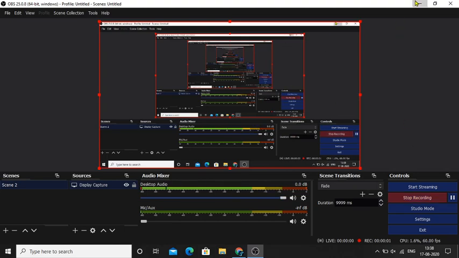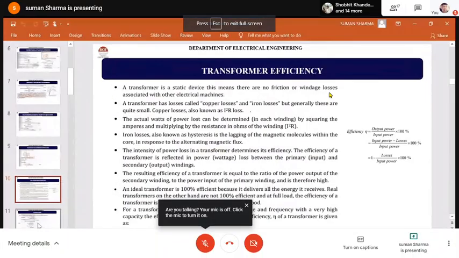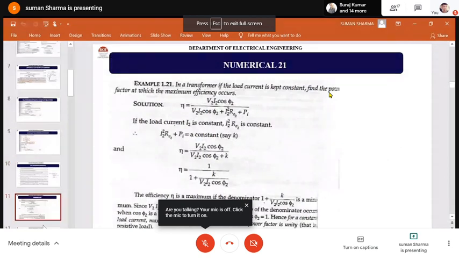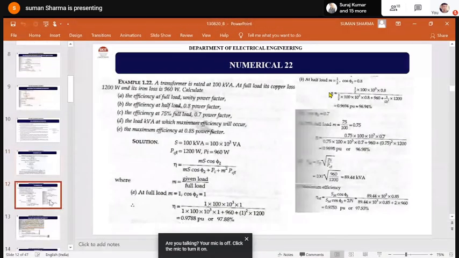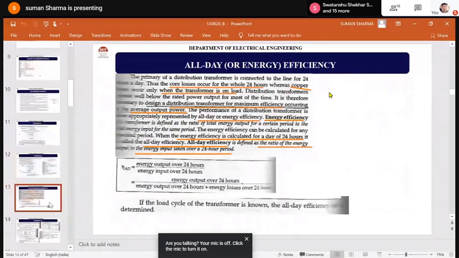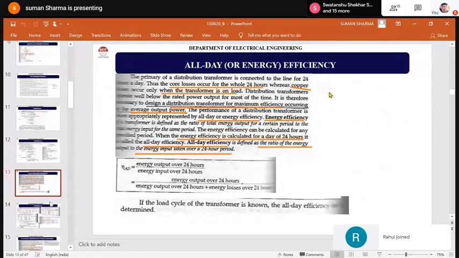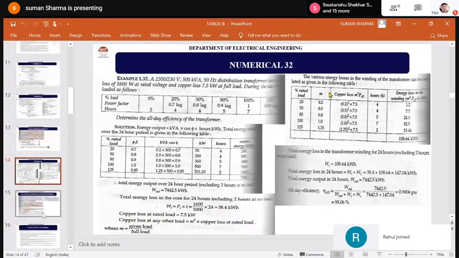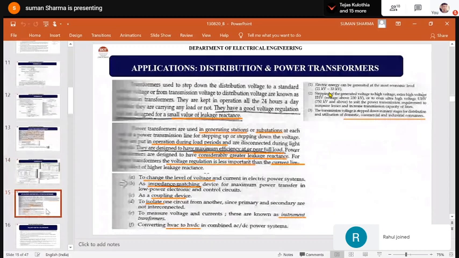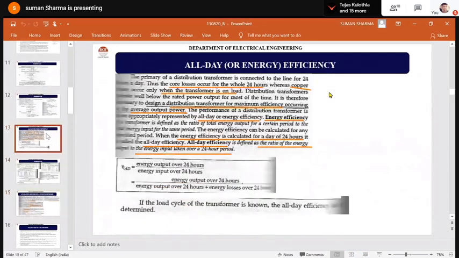एफिशिएंसी देखी थी, ट्रांसफॉर्मर एफिशिएंसी, एंड हमने ये न्यूमेरिकल देखा था। 2 न्यूमेरिकल्स हो गए थे। ऑल डे एफिशिएंसी भी हमने देख लिया था। देखा था, नहीं देखा था? Had we discussed all day efficiency?